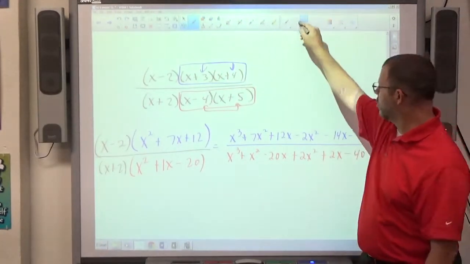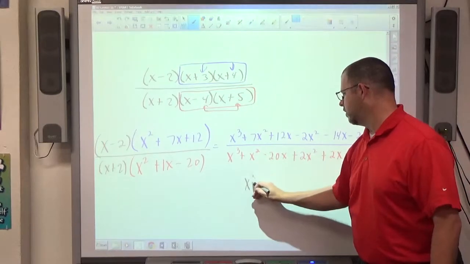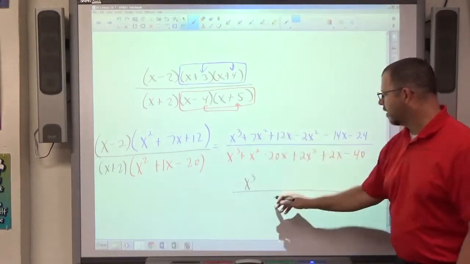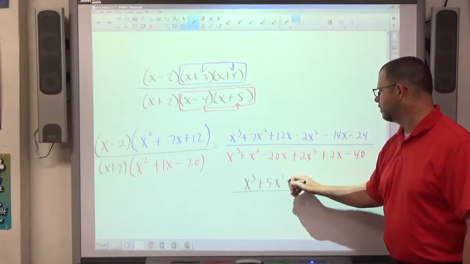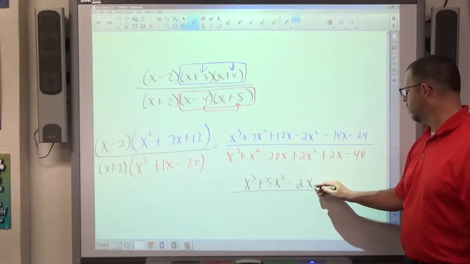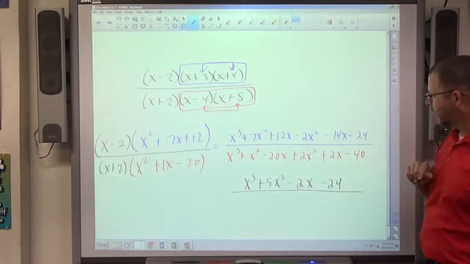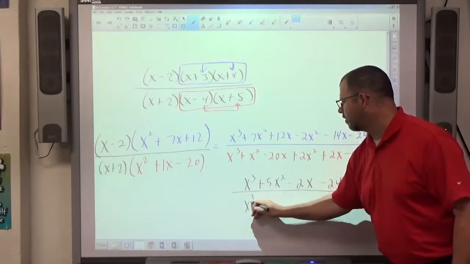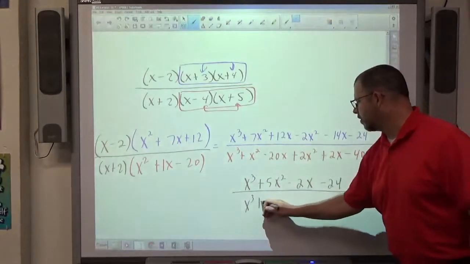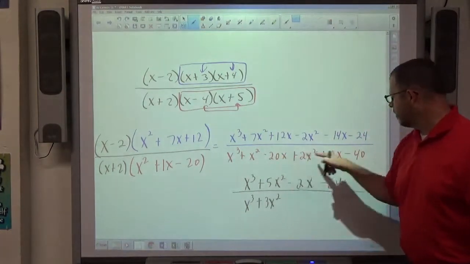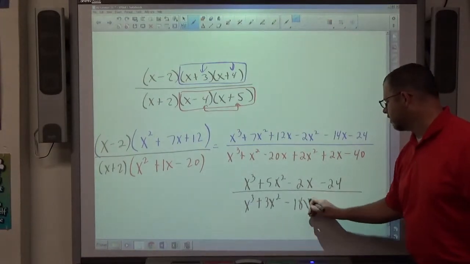And then just add like terms, so x cubed, 7x squared minus 2x squared is plus 5x squared. 12x minus 14x is minus 2x, minus 24, no common term with that. On the bottom, x cubed all by itself. X squared plus 2x squared makes 3x squared. Negative 20x plus 2x is negative 18x, and then minus 40.